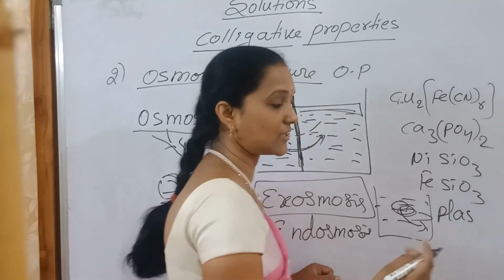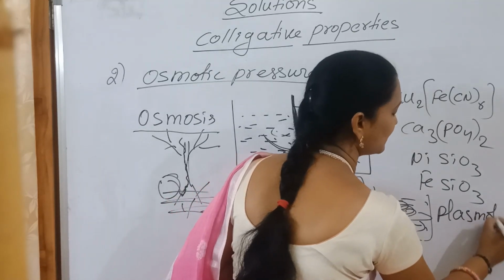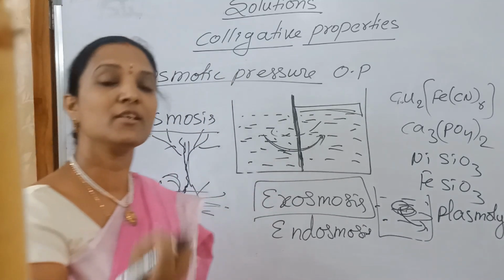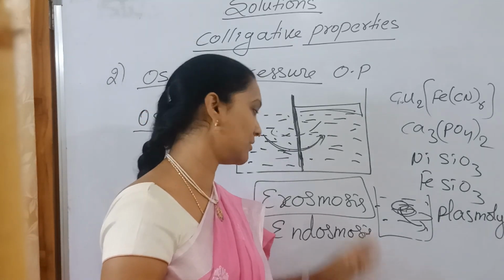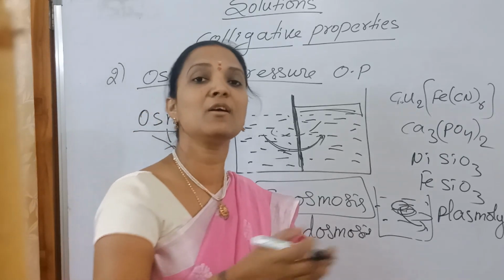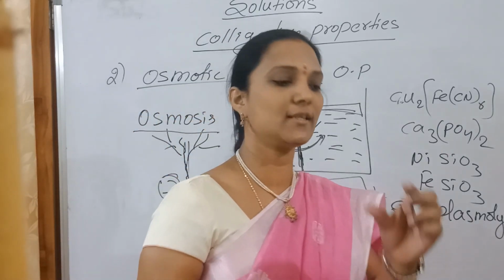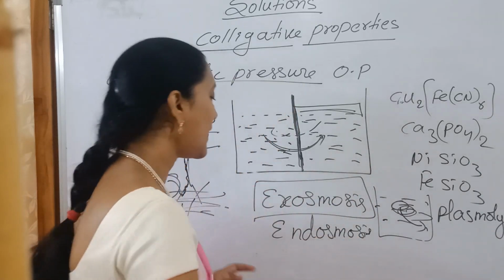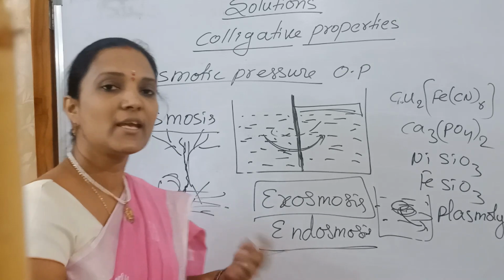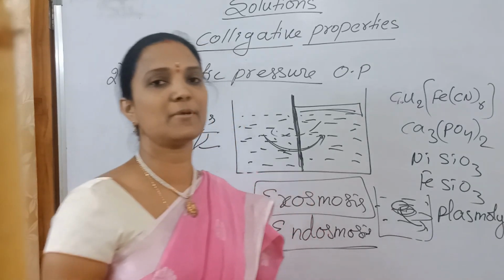Because of exosmosis, the cell shrinks. That process is plasmolysis or crenation. You use this in biology, no? Losing water and shrinking is called plasmolysis. So because of exosmosis, plasmolysis takes place. Plasmolysis means outward flow of solvent takes place and the cell shrinks. Now, endosmosis. Endosmosis means inward flow of solvent. For example, grapes.